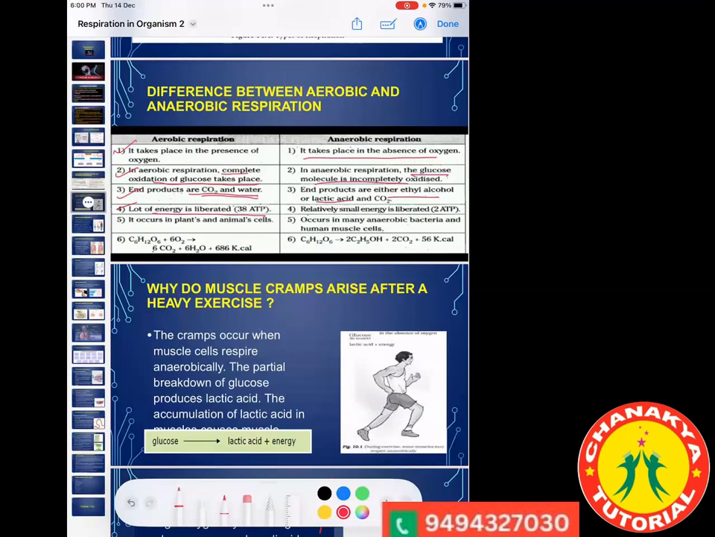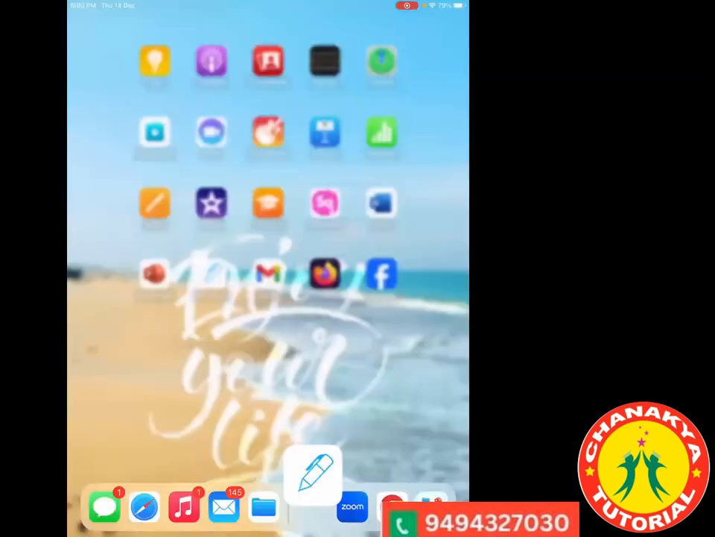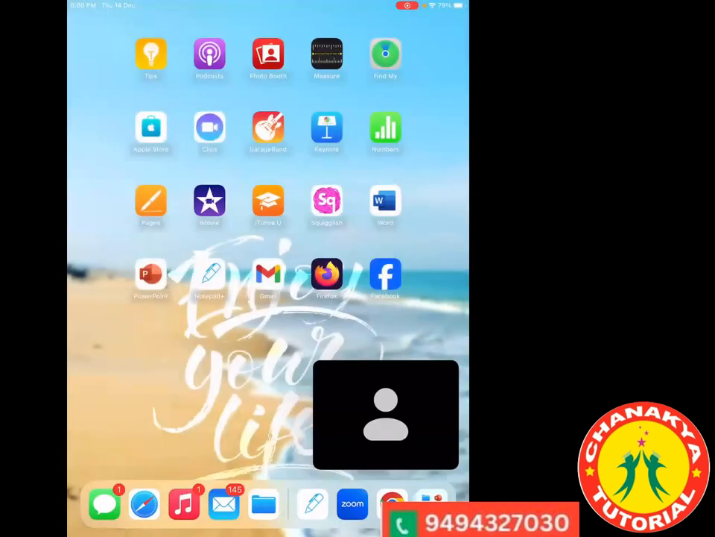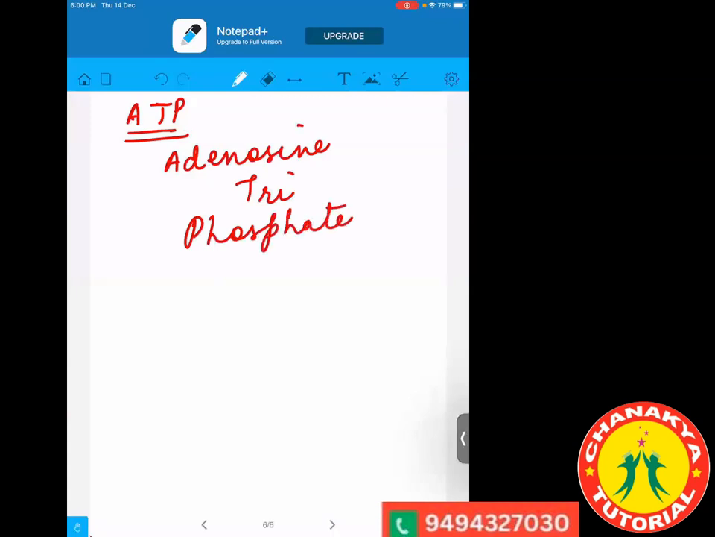What is the full form of ATP? Adenosine triphosphate. Correct. So ATP full form is adenosine triphosphate. The energy will be stored in the form of ATP. Like if we talk about money, we keep money in the form of currency, like the notes we have, 10 rupees note, 20 rupees note, 2000 rupees notes. That is the way we keep money with us. In the same way, in our body we are storing the energy in the form of ATP.